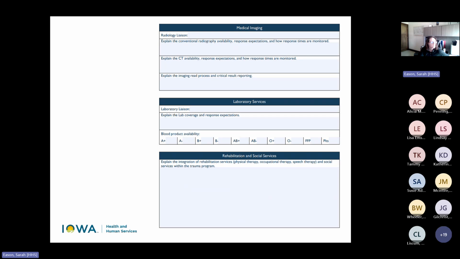Already kind of hammered on radiology, laboratory services. This is just explaining what you have for blood products and what your lab coverage is. If you have in-house 24/7, what your response time is for your out-of-house responders, how that's tracked, who watches that, how you get blood out of the blood bank at 2 a.m. on a Sunday if you don't have any lab personnel there. And if you have rehabilitation and social services, please explain that.